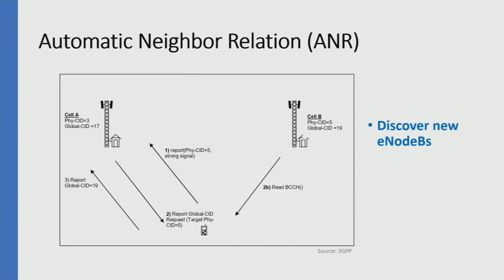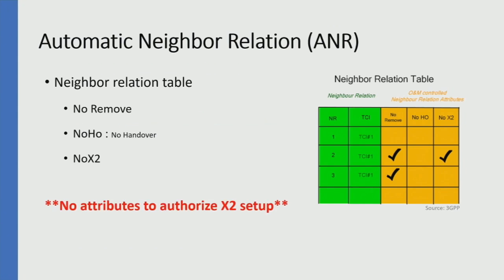If you see here, when cell A or base station A detects that there's a new base station, it would automatically create an X2 relation. But there is nothing to actually authorize this kind of setup, and this creates some kind of problem, and we see it in the exploitation stage.